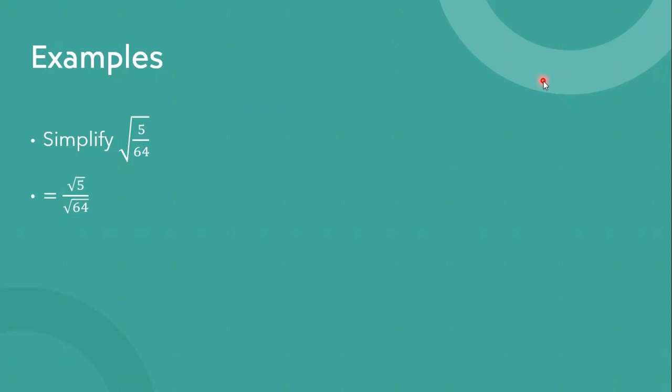Well, that's the same as the square root of 5 over the square root of 64. And the square root of 64 is 8, so we're going to write it as root 5 over 8. And that's it. You've done it.